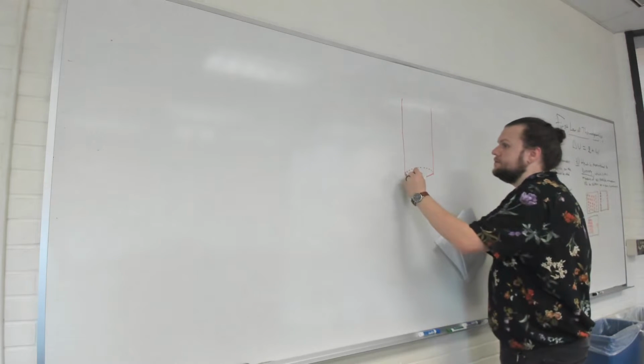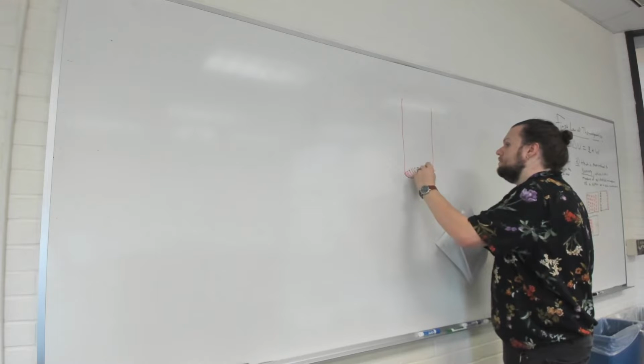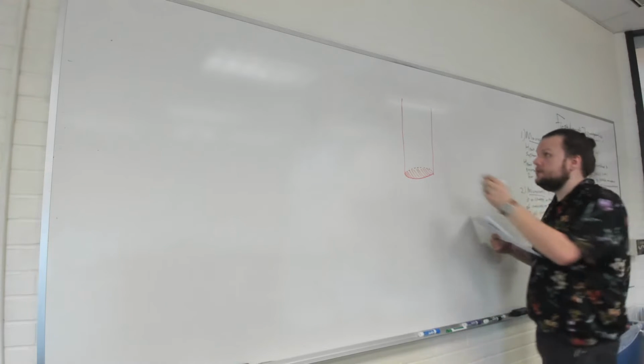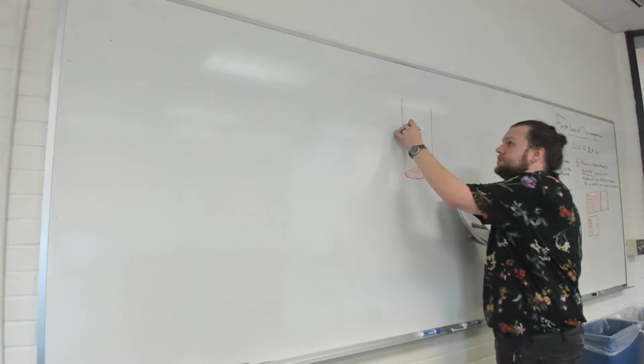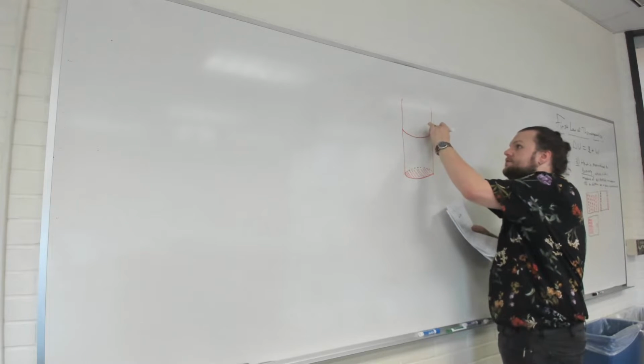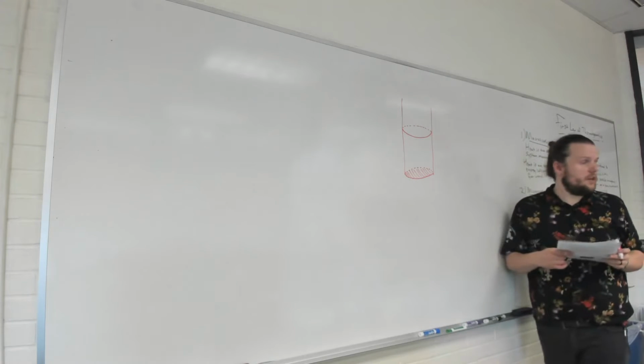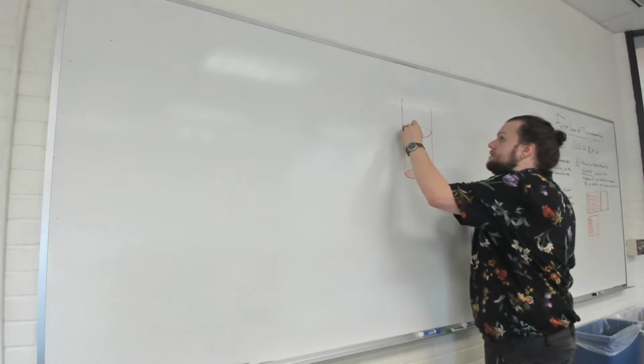Here's our bottom of our cylinder. And somewhere in this cylinder, we're going to place a piston. And a piston is just another cylindrical object that seals the container and sets the volume of the container. So here's our piston.